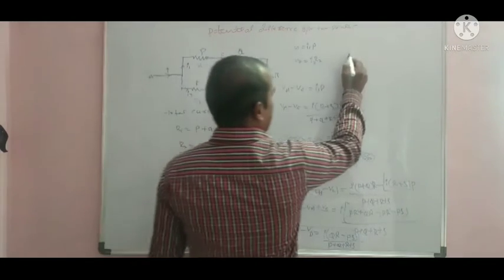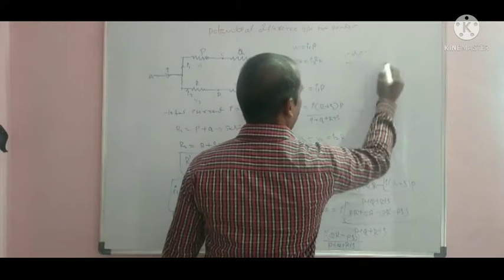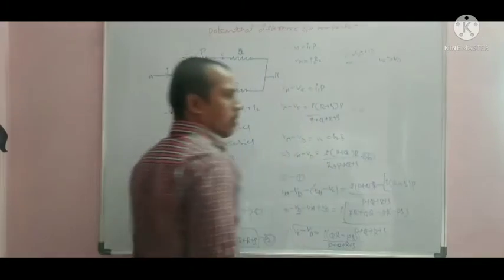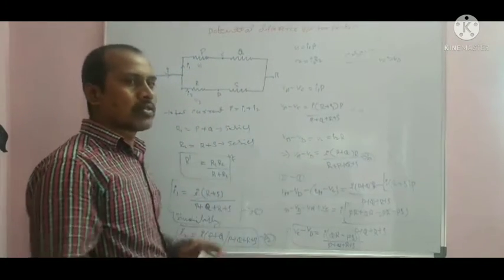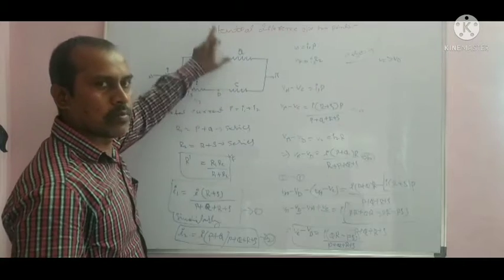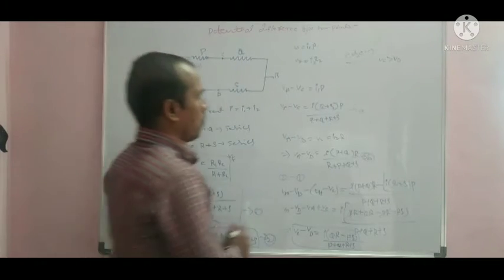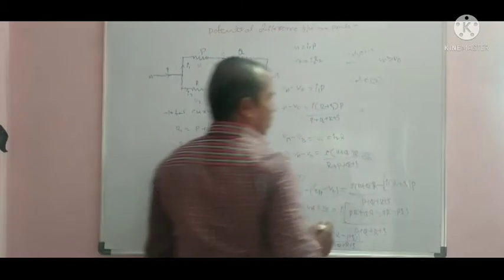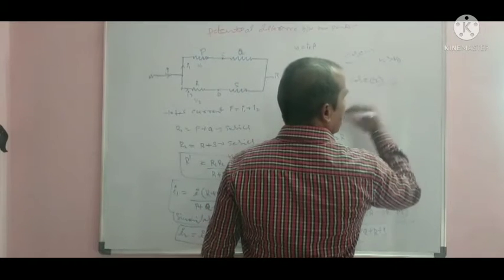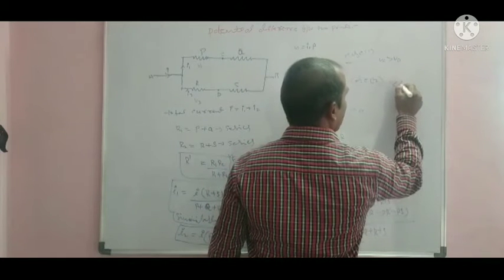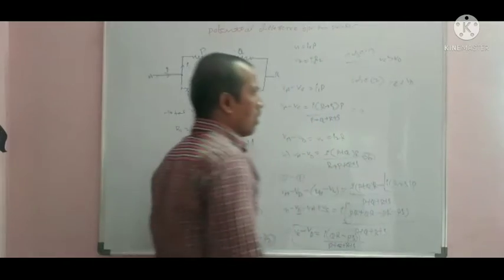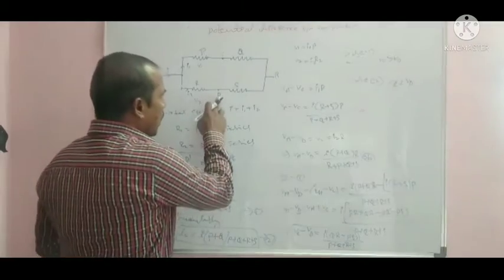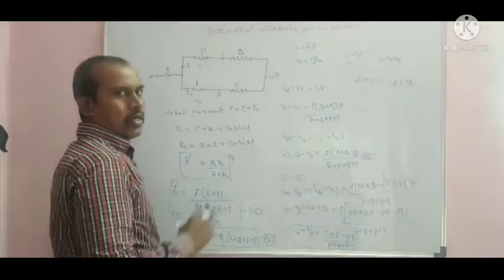Here, case 1: VC greater than, for example, VD. VC greater than VD. That means the current is passing from C to D. Equation 1. Case 2: here VC less than VD. That means the current is passing from D point to C point.